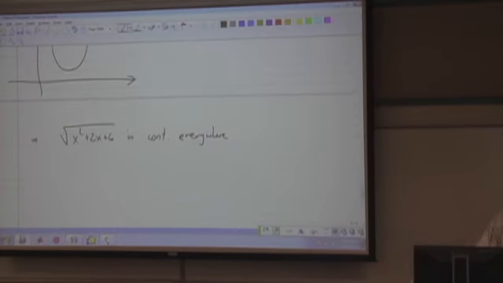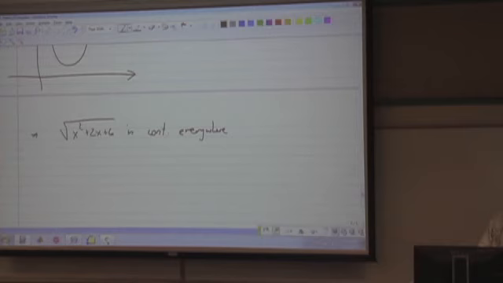So coming back to our problem over here, this means that f is continuous on the interval 1 to plus infinity. Right?